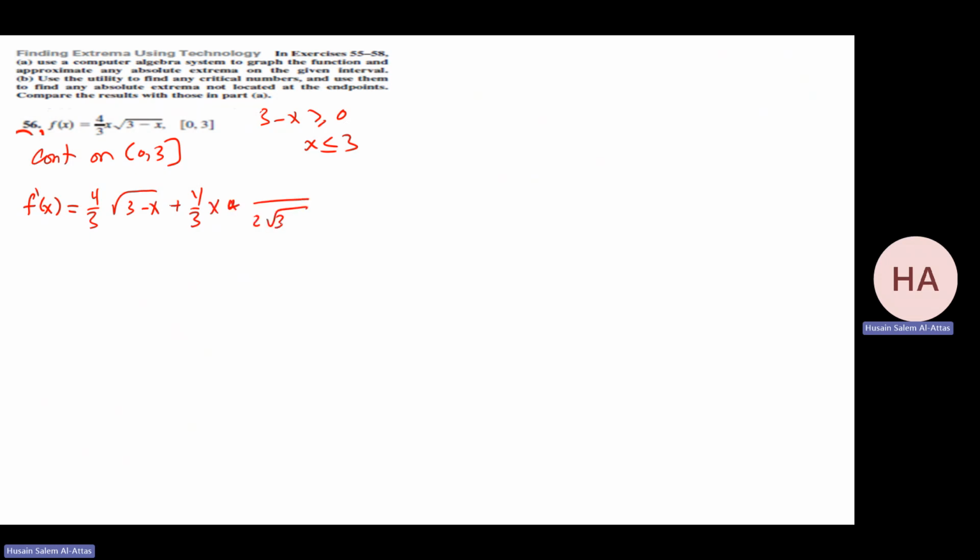The function is continuous where 3 minus x is greater than or equal to 0. That means x less than or equal to 3, so it is continuous in this interval. I need to find f prime. f prime will be 4 over 3 square root of 3 minus x, plus 4 over 3 x times 1 over 2 square root of 3 minus x times minus 1. And that just, I make it 6 square root of 3 minus x and multiply. Multiply by 2 root, that will give me 8, 3 minus x.